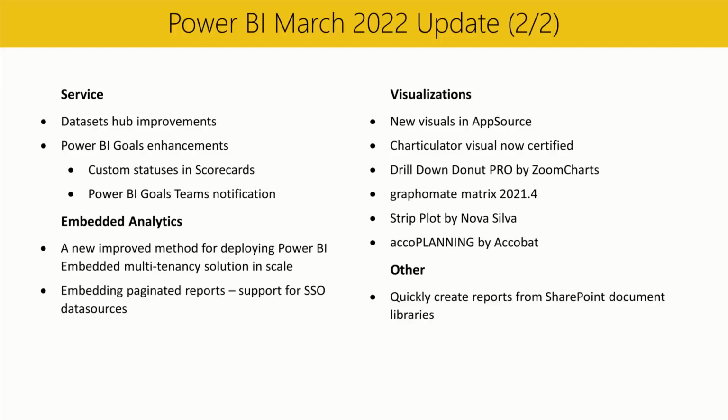The goal owners receive a Teams notification from the user updating the goal as long as they have the Power BI app for Teams installed. They'll get a notification right in the activity feed and as a banner, and when they click the notification, the scorecard will open and the details pane for the goal will be shown.